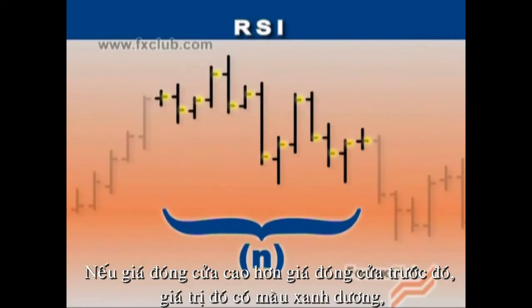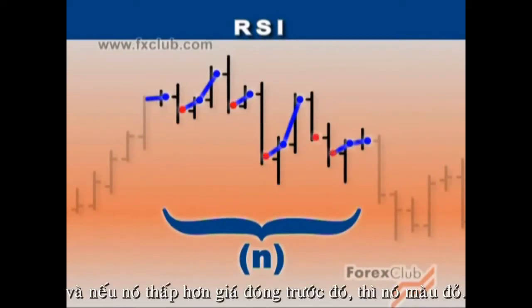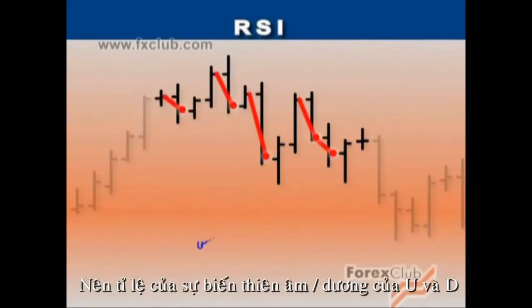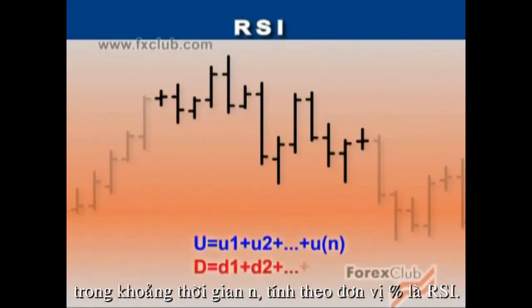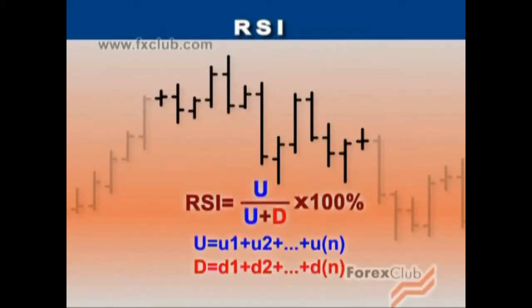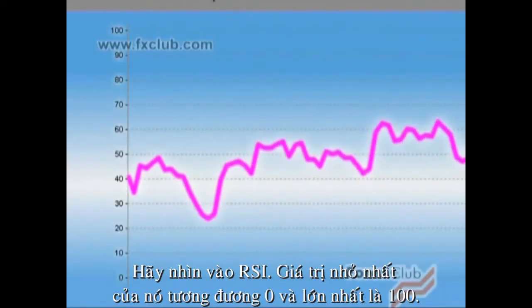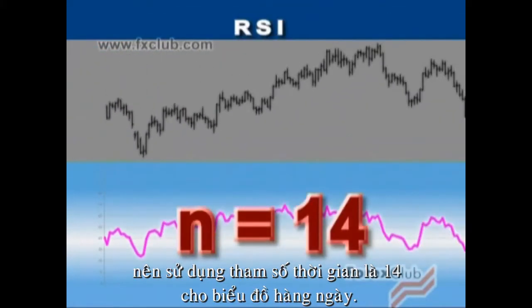If the closing price is higher than the previous one, then the value is blue. And if it's lower than the previous, the value is red. So the ratio of the sums of positive and negative variations, u and d, for the period n, expressed as a percentage, is the RSI. Take a look at RSI. Its minimal value equals 0 and its maximum is 100. Its inventor suggested using a time period of 14 for daily charts.